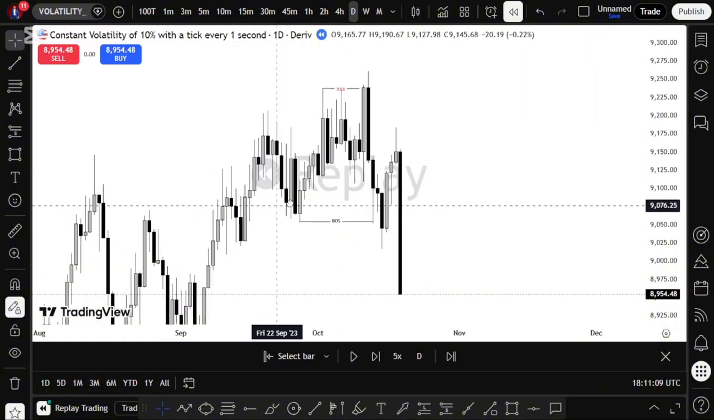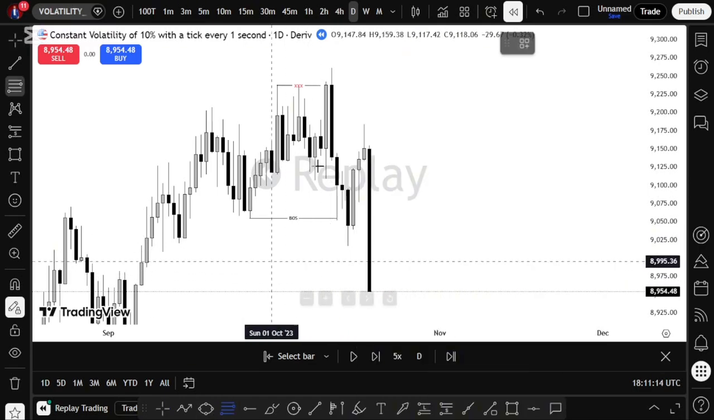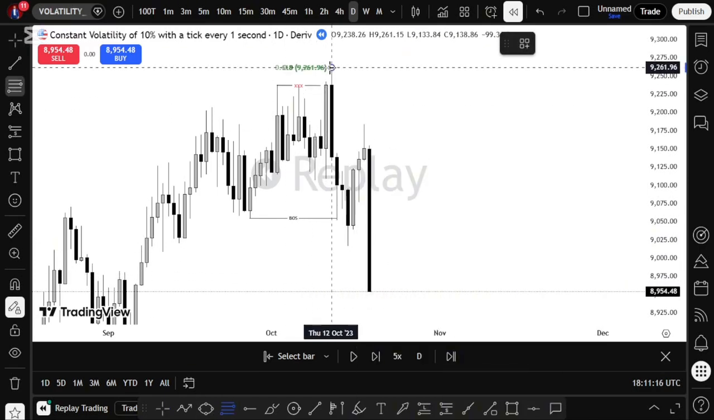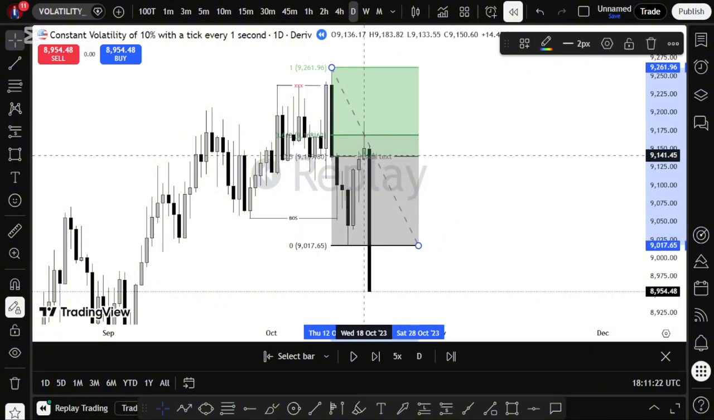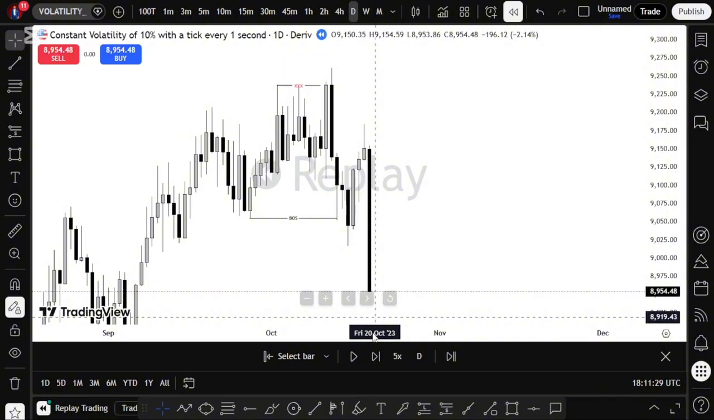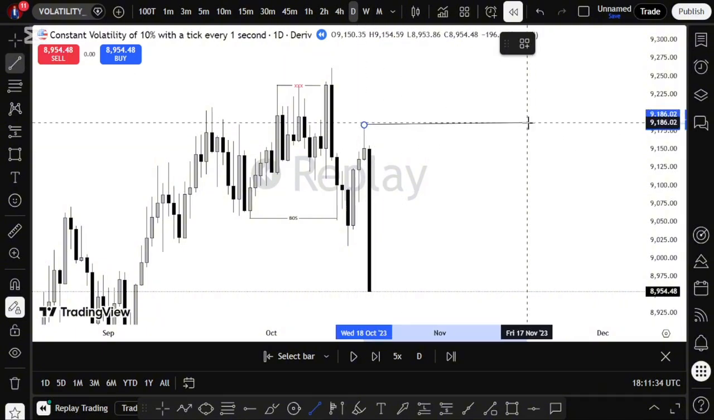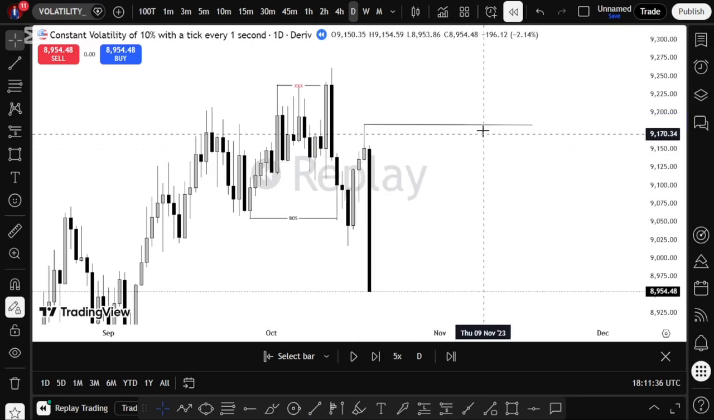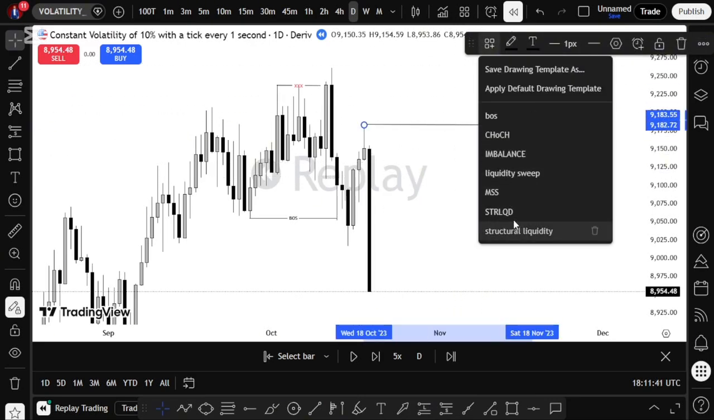We have our first break of structure, and the next rule states that we must have a pullback which is at least 50%. Okay, so from the swing high to the swing low, we have a pullback which is at least 68%, which is valid. All right, so now we mark out our structural liquidity. This becomes our structural liquidity. I'm just going to label that structural liquidity.